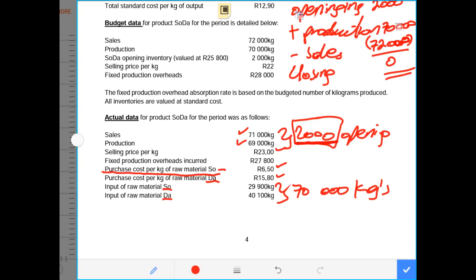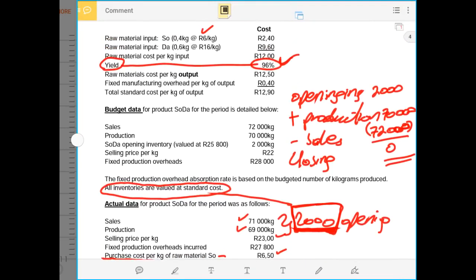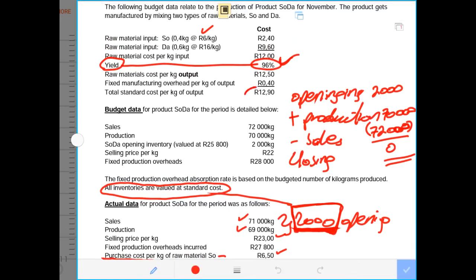Because we are not aware of the last month's production cost per unit, that was the importance of this sentence, to say all inventories are valued at standard cost, meaning the opening inventory in the month of November will be calculated at the standard cost of 12 rand 90 cents.